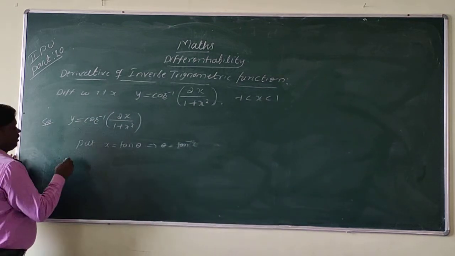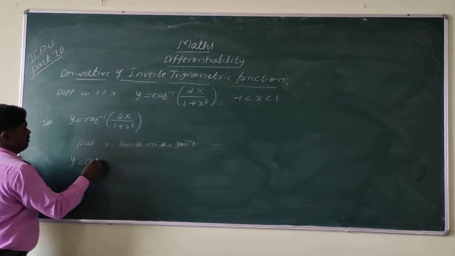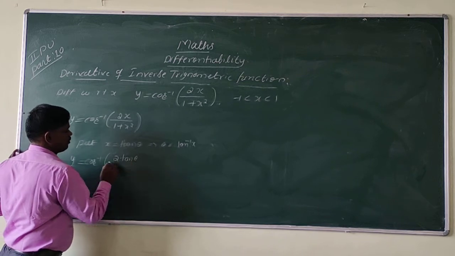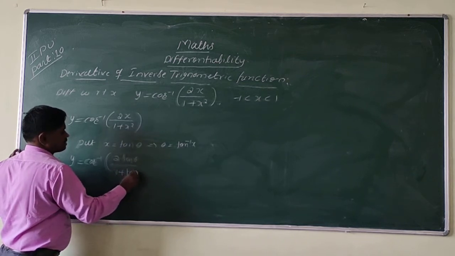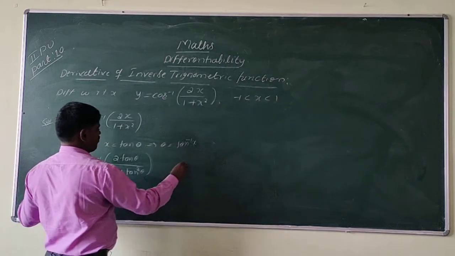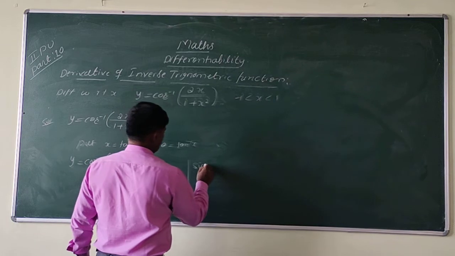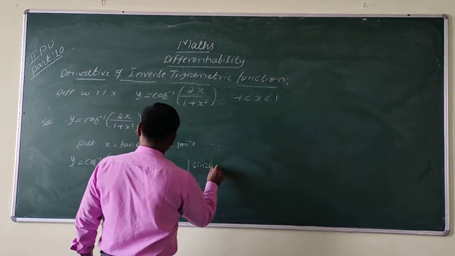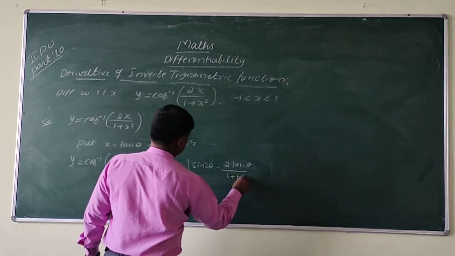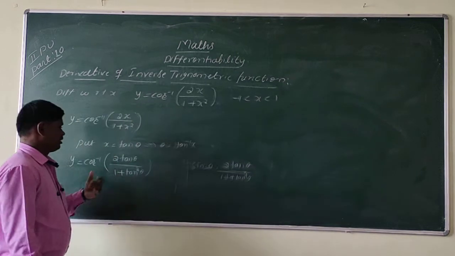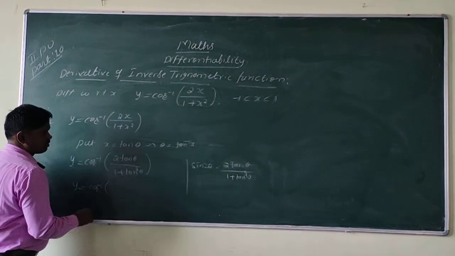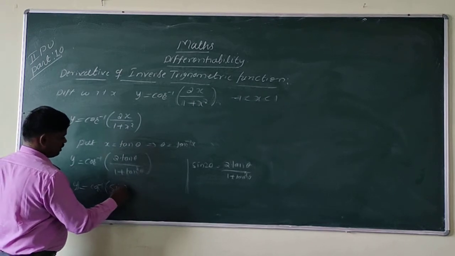Now the given equation becomes y is equal to cos inverse of 2 tan theta divided by 1 plus tan square theta. We have a formula: sin 2 theta is equal to 2 tan theta divided by 1 plus tan square theta. Therefore, the term inside the bracket becomes y is equal to cos inverse of sin 2 theta.